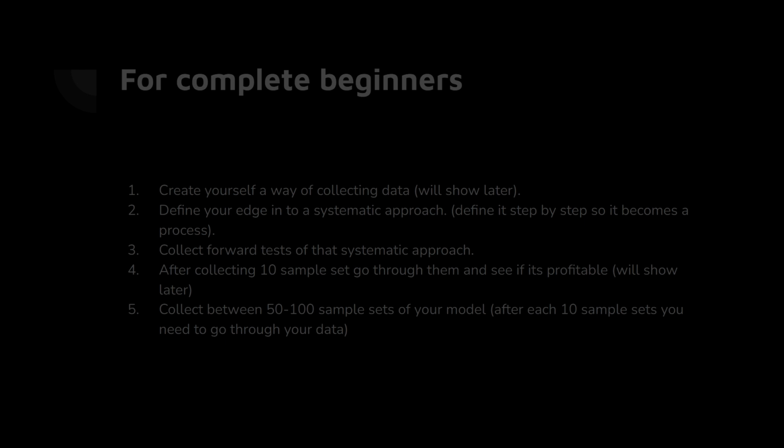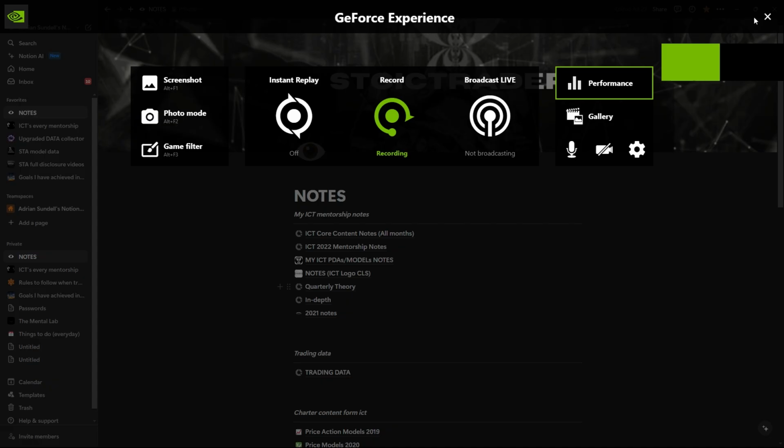You should have more than that, but it's good if you could begin with 50 to 100 forward tests and define your trading edge, see if your systematic approach is profitable or unprofitable. And then after each test step, you go through your data, right? That should be the beginner plan, the number one goal once you begin with this as well. So yeah, now, without further ado, let's go through the data.